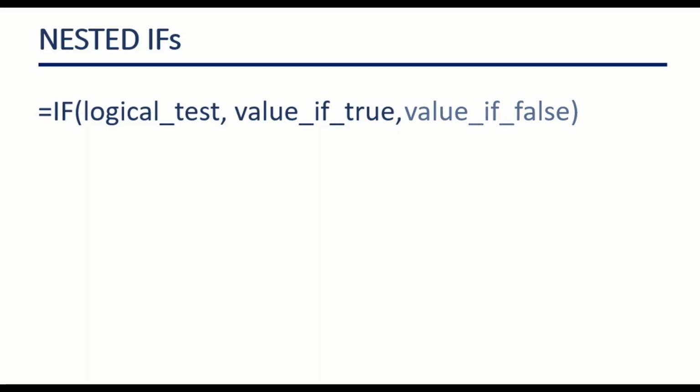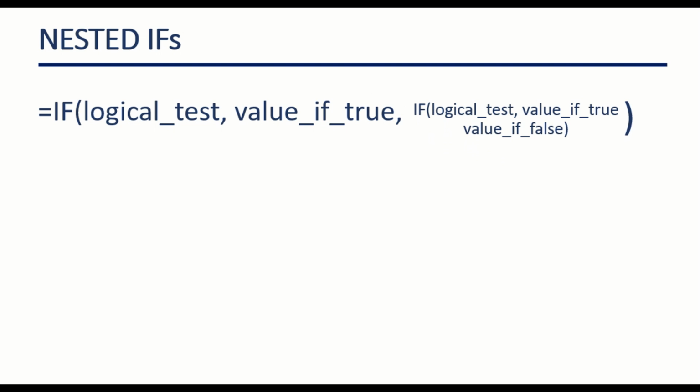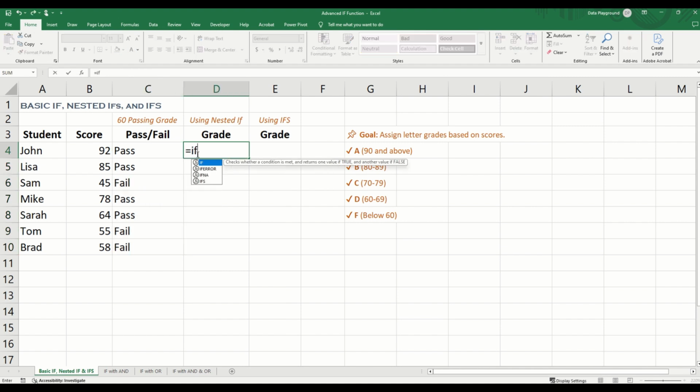Now, this is how to use a basic IF function. Nested IFs combine two or more IF functions together, with the next IF function being the value if false parameter in the previous IF function. Now, let's assign letter grades to the students based on their scores. We'll start with an IF function, and the first criteria is if the student's score is greater than or equal to 90, then we want to assign the student an A grade.